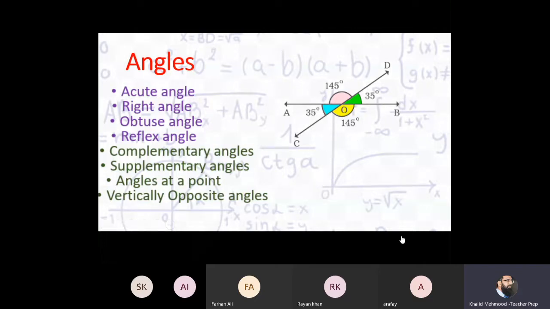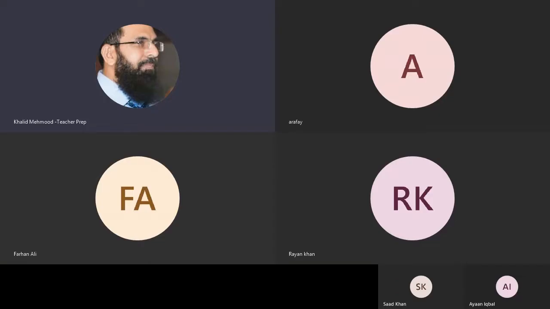Let's check it out: 35, 35, 145, 145. Let's check whether the sum is 360 or not. If you add all these, the angles were 35, 35, 145, 145. So let's check it out.